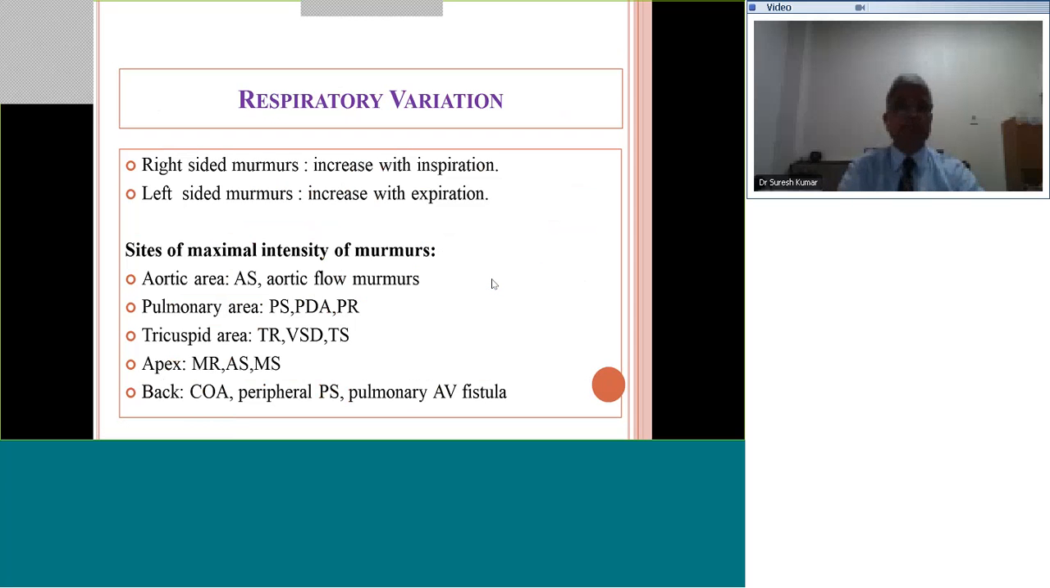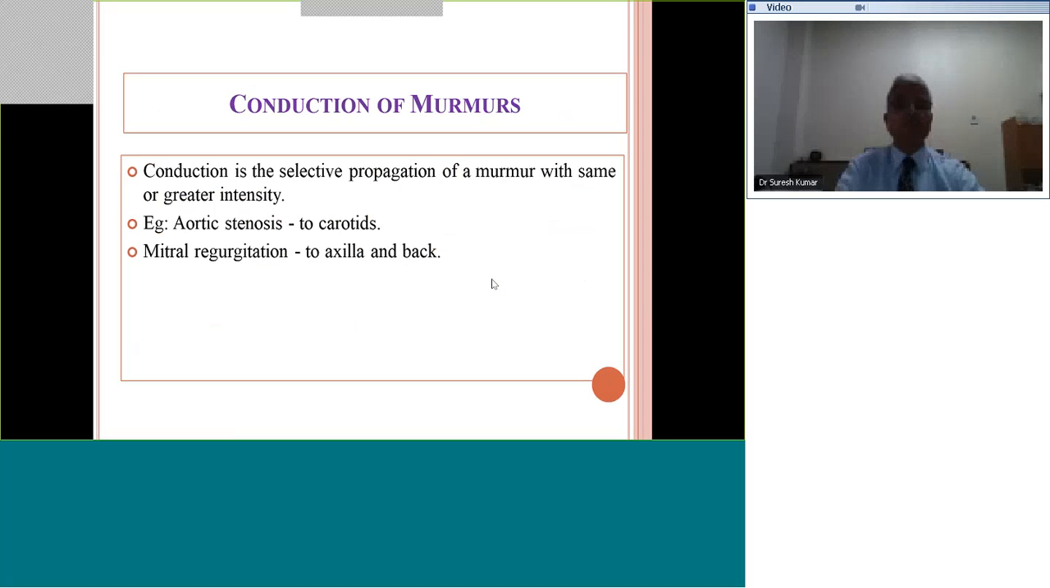Remember to describe respiratory variation, where right-sided murmurs increase with inspiration, left-sided murmurs increase with expiration. The site of maximal intensity of the murmur: aortic area, aortic stenosis, aortic flow murmurs; pulmonary area, pulmonary stenosis and ductus; tricuspid area, tricuspid regurgitation, ventricular septal defect, TS if it's diastolic; apex, MR, aortic stenosis, mitral stenosis; back, coarctation, peripheral pulmonary artery stenosis, pulmonary AV fistula.